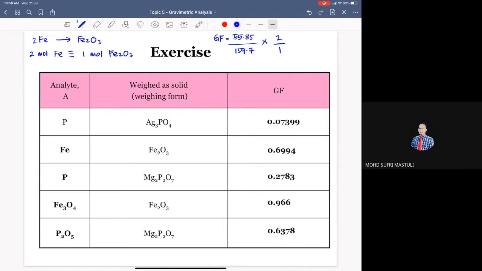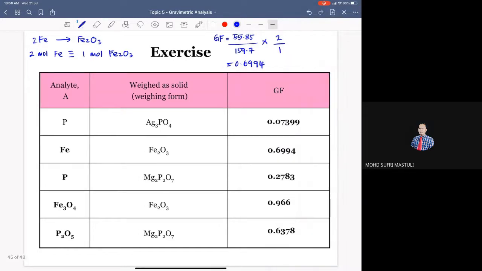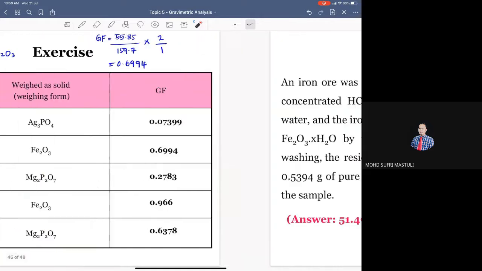Okay, 0.699. So it seems to match the answer with this one. So you can try to calculate the gravimetric factor of this one, this one, this one, this one, according to the analyte given in this table.